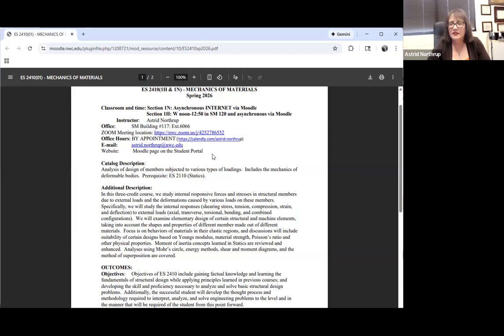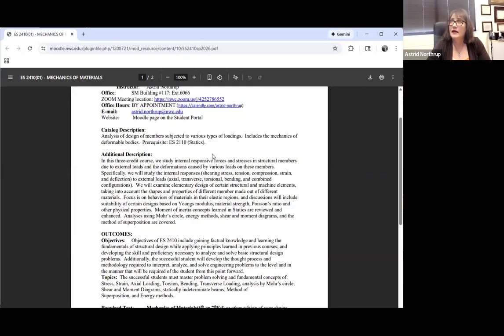All right. So once again, the Moodle page on the student portal is our class website. So I tend to refer to those two things interchangeably. This course has as a direct prerequisite statics, because we build on statics right from the beginning. And so it's a functional prerequisite, meaning that you need to have the material that we did in statics in order to succeed in mechanics of materials.